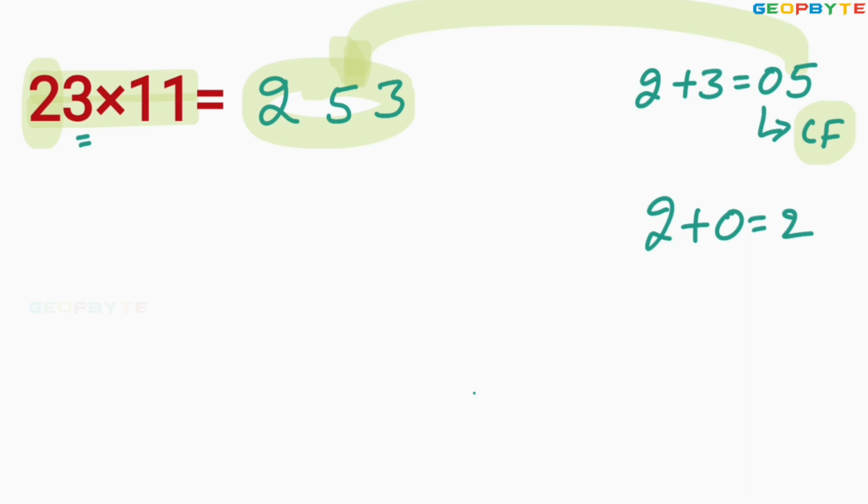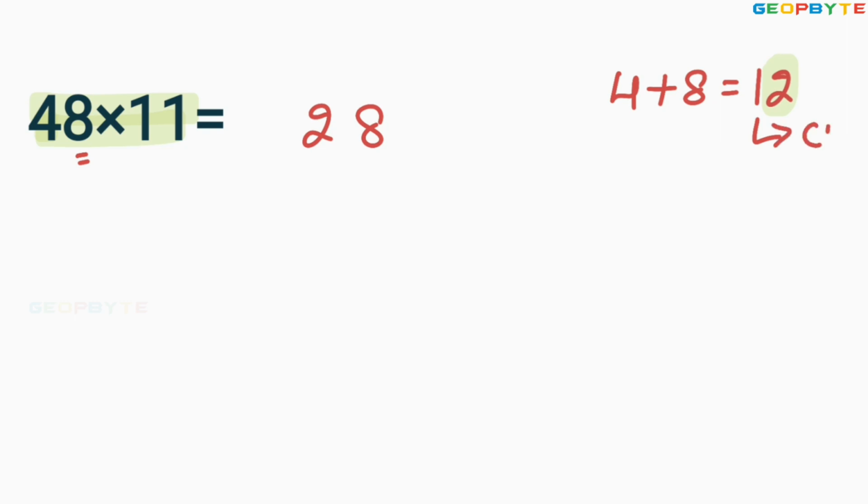Similarly, let us take one more multiplication, 48 into 11. What you have to do? You write this 8 as it is. Then add the 4 and 8. You are getting 12. You write this 2 in the second place. This 1 is coming under carry forward. You add that carry forward to this 4. 4 plus 1, 1 is carry forward, equals 5. 528 is the answer for the multiplication of 48 and 11. See how simply you are getting your answers.